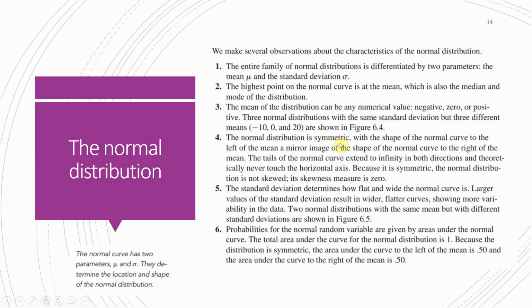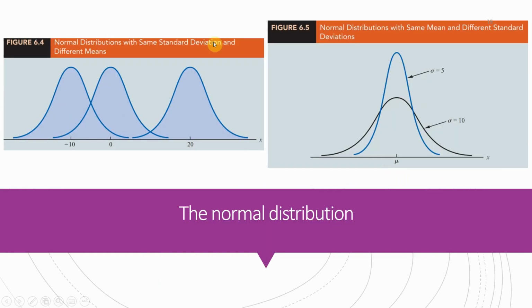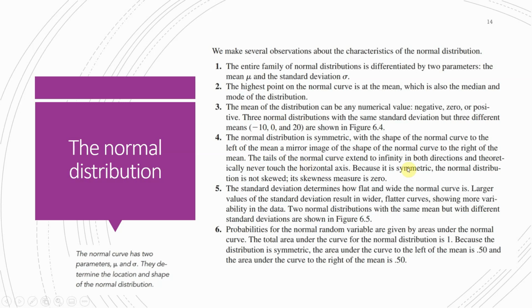The normal distribution is symmetric, with the shape of the normal curve to the left of the mean a mirror image of the shape of the normal curve to the right of the mean. The tail of the normal curve extends to infinity in both directions and theoretically never touches the horizontal axis. Because it is symmetric, the normal distribution is not skewed. Its skewness measure is 0. So you remember, these have no skew. A skew would mean that it has a long tail over here. Remember we talked about positively, negatively skewed, or skewed to the right or left. Normal distribution has no skew.